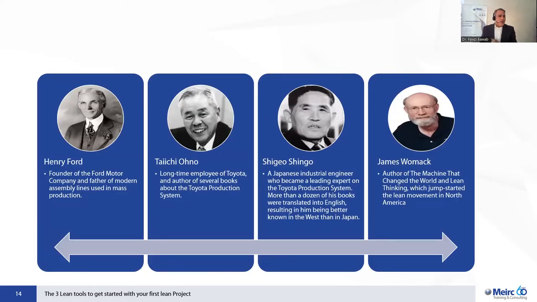Just taking you through history, if you think about lean, we can trace it back to the days of Henry Ford and the Ford Motor Company, Taiichi Ohno, Toyota, Shingo, Japanese industrial engineer. He came up with also a tool called the Poka-Yoke. James Womack, the author of The Machine That Changed the World. And this is where lean manufacturing, lean thinking started to take that known name from that book.